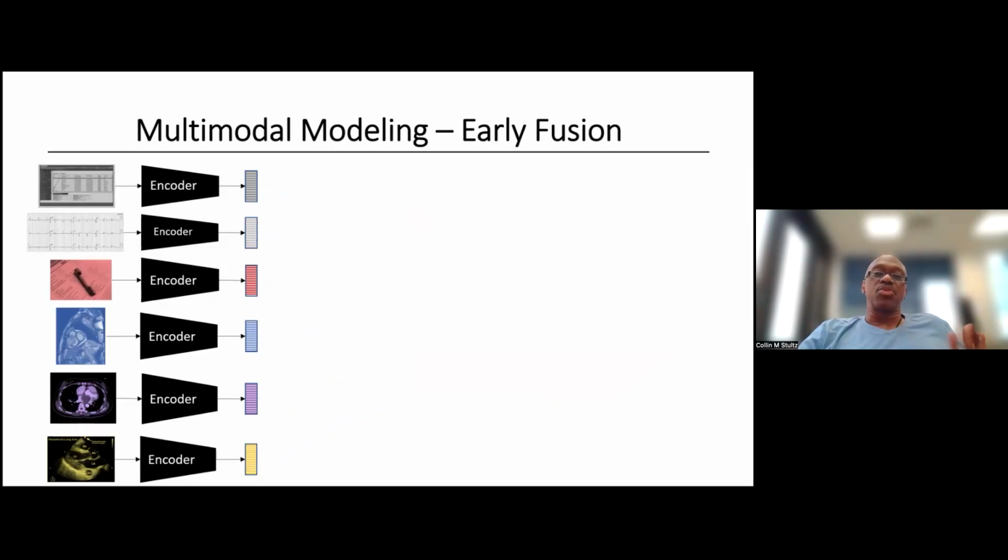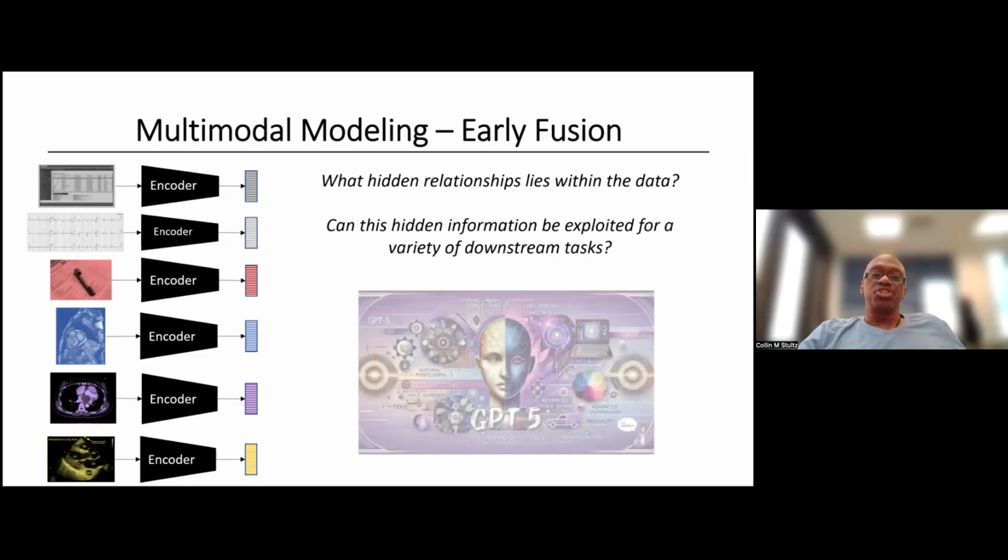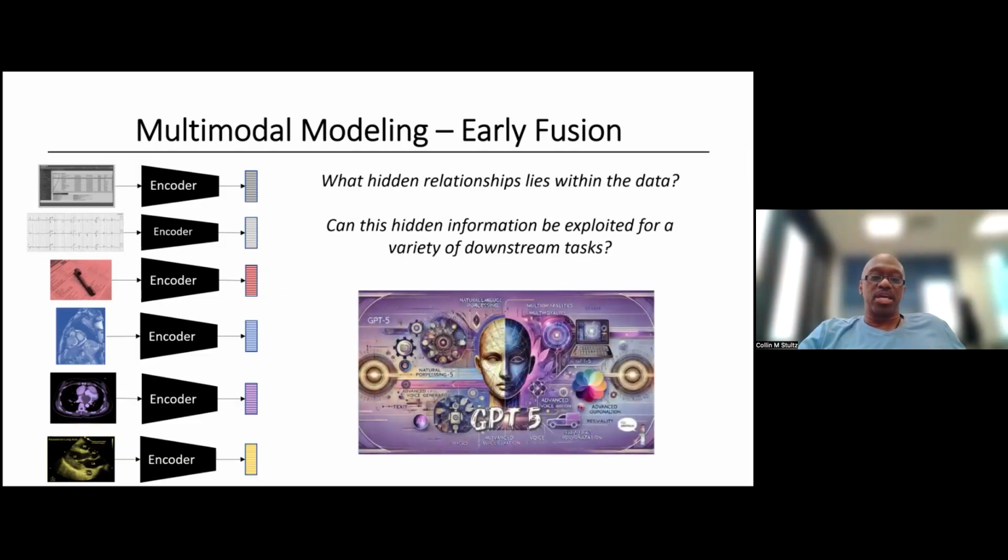So while you do learn this cross information, this information across modality, it is conditioned on the precise specific task. So let's say we forgot about the task and we asked the general question, what are the hidden relationships within the data? What can we learn? Can this information be exploited for a variety of downstream tasks? And you noticed as I was speaking that this GPT-5 came up in the background, right? The GPT-5 is sort of this latest iteration. I think some have referred to it as the Messiah, or words of that ilk.